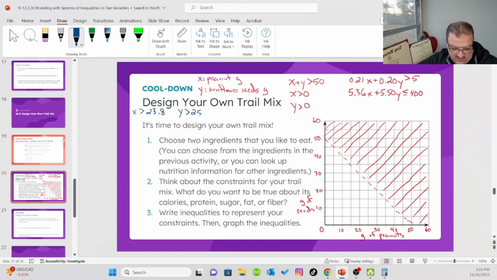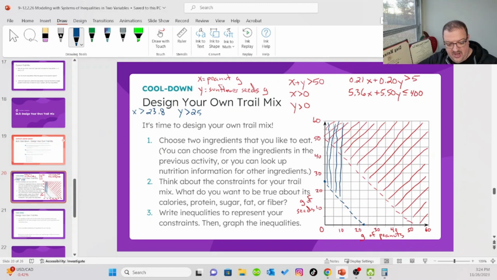So I would start at 25. I would end that line at 23.8. It would be a dashed line since I said only greater than. And it could be anywhere above this area as long as it's in this blue shaded area.